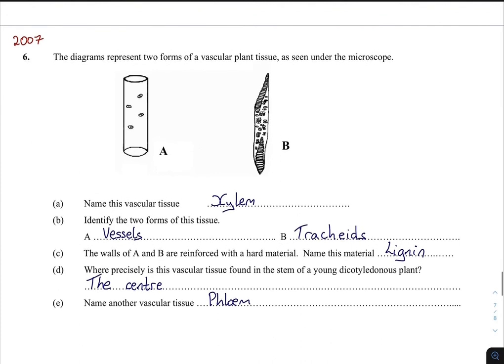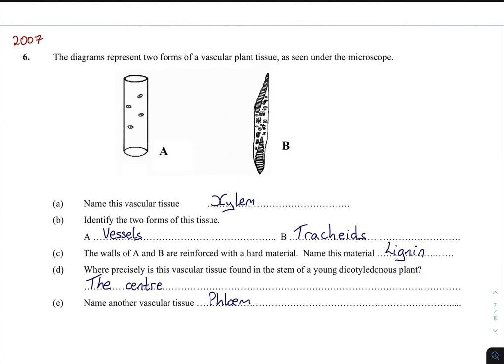And finally, 2007, you're given two diagrams here of forms of a vascular plant tissue as seen under the microscope. Name this vascular tissue. Well, there's only two forms of anything, so that has to be xylem. Now, you can see they look very different to that of your notes, past marking schemes and whatnot. Okay, this is 2007, however. Identify the two forms: vessels and tracheids. So vessels, and you can see tracheids, T for tapered. So if there's a point in it, it's going to be a tracheid. The walls of A and B are reinforced with a hard material. That's lignin.